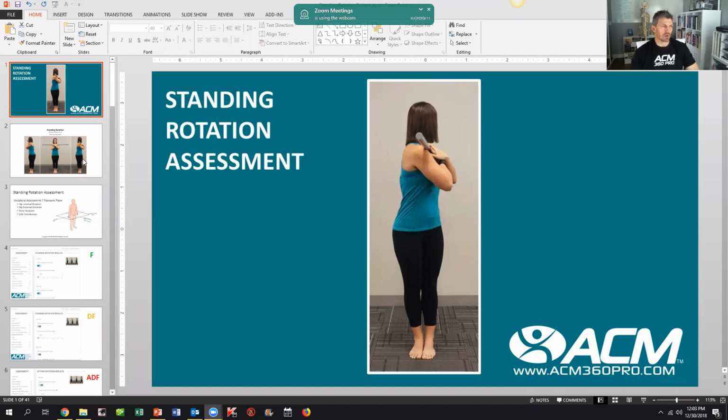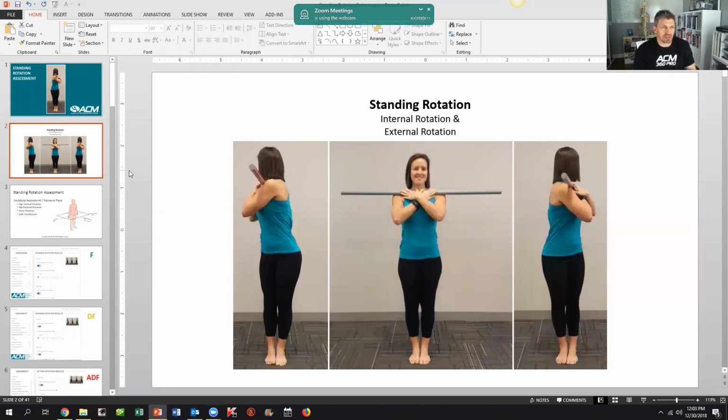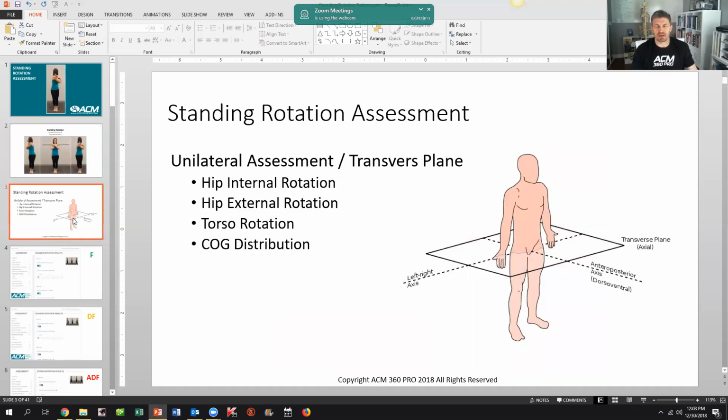So when we talk about the standing rotation assessment, we're looking at internal and external rotation components of the hip. There's a lot of other aspects to this that we'll talk about, but that's the biggest takeaway, and we'll get into more detail with that. We're essentially looking at the transverse plane of the body's movement in a loaded position, and that's the rotational pattern. It's a unilateral assessment, so we're looking at both sides in the transverse plane, hip internal and external rotations. We're looking at torso rotation as well. We'll talk about the influence of torso rotation, thoracic and lumbar, as well as the center of gravity distribution, which is an important part to understand about the standing rotation assessment.